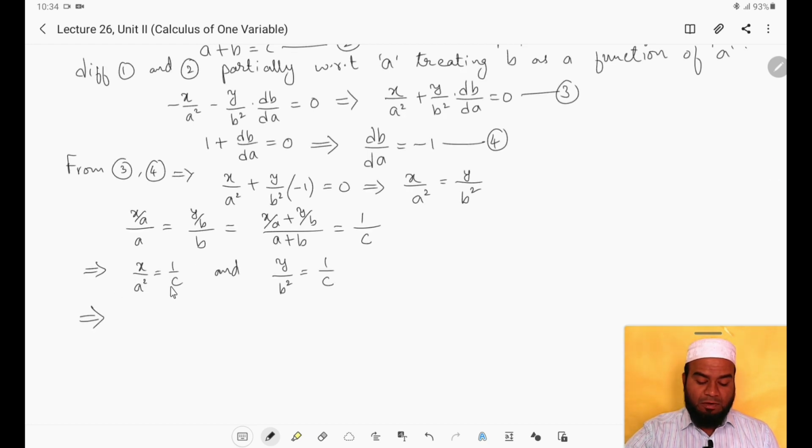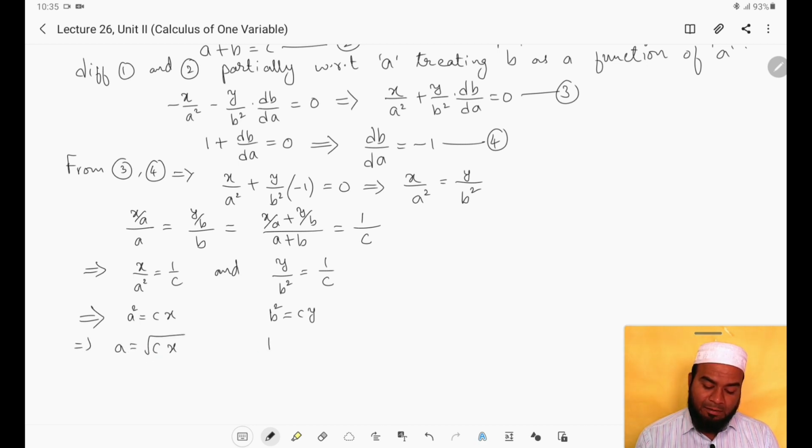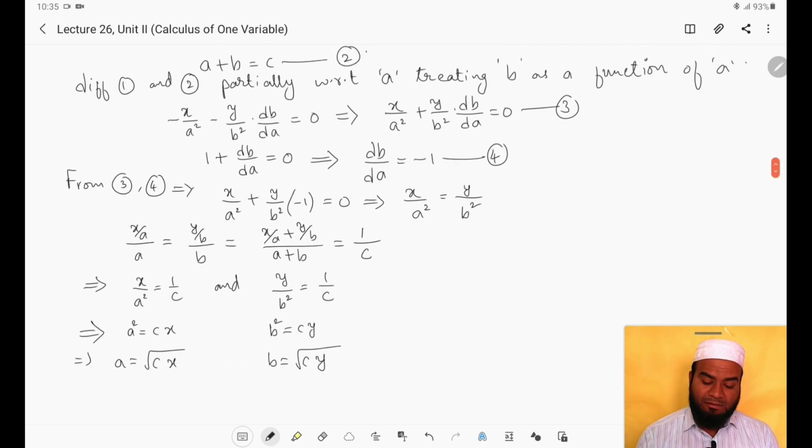Now I'll find a square from this. What will happen? a square equals cx, and from this b square equals cy. Then a equals square root of cx, and b equals square root of cy, right? Now substitute the values of a and b into the equation, then what will happen? Square root of cx plus square root of cy equals c.